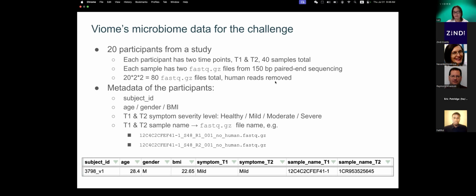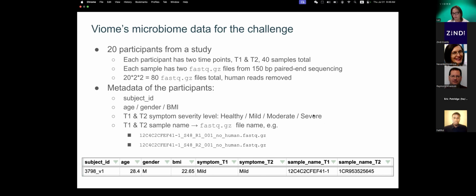And we also removed the human reads as required by the challenge, because when we extract RNA, there is material coming from the human, from different locations wherever the sample is coming from. And then we also provide you the metadata description of each participant, and I took a screenshot. Basically, it has a few columns. You have a subject ID, their age, their gender, their BMI, and their symptom severity level at T1 and also at T2. And these severity levels are one of these 4: healthy, mild, moderate, to severe.